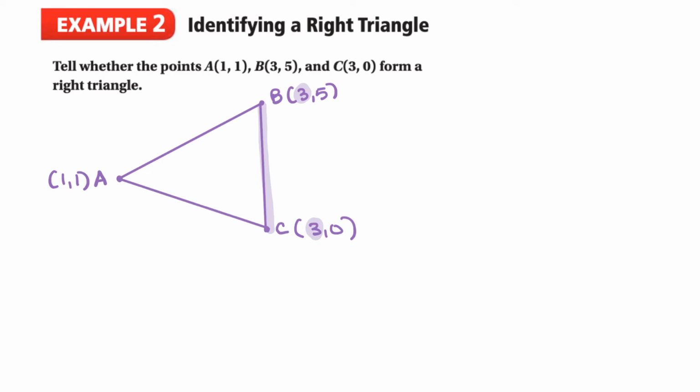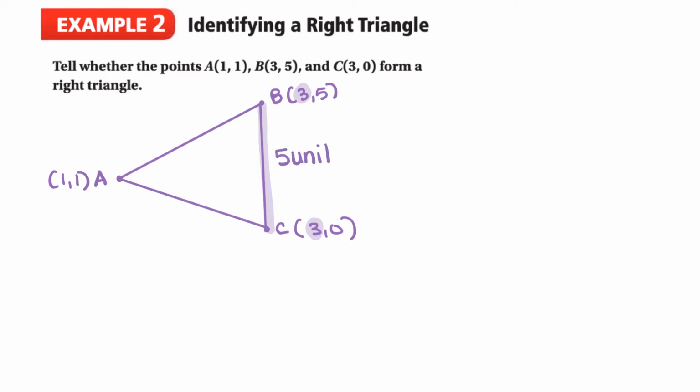So on a coordinate plane, that would mean they're right on top of each other. So vertically, we don't need to worry about the x coordinates because they're 3 and 3, but they are a distance of 5, because 5 from 0 is 5 spaces. So this is 5 units.